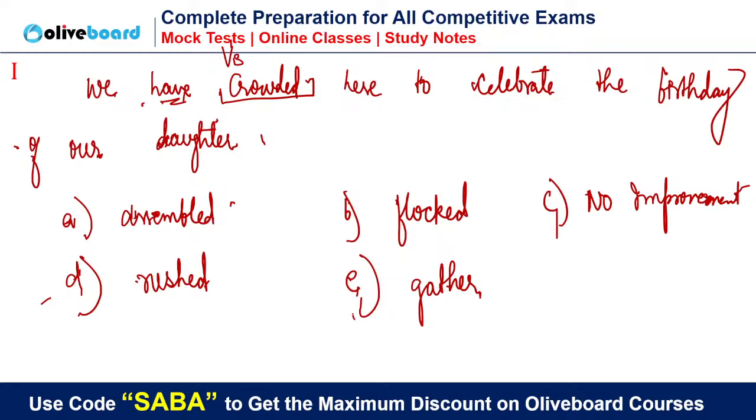See, A and E, they both are synonyms. But now we have to see grammar also. So E will be eliminated. The answer will be A. Yes or no? See, flocked is a synonym of crowded only, forming a flock, but there is no common aim. So here we have gathered to celebrate the birthday of our daughter. Had it been gathered, it would have been absolutely correct. So we have to focus on grammar also. So "have" plus V3 will come. So the answer will be A. Crowded and rushed will not go.